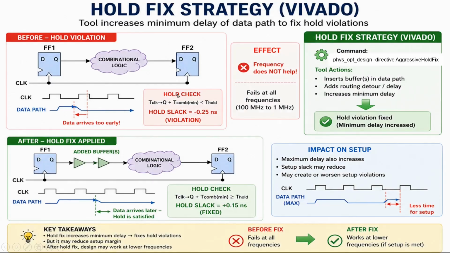Friends, let us say this is my design having a hold slack of minus 0.25 nanosecond and its effect is that it fails at all the frequencies starting from 100 MHz to 1 MHz. And as I told you, the condition is I cannot change the design, I cannot change the constraints. But the PNR tool provides strategies. Strategies are defined by the user, which helps the PNR tool in how to do placement and routing. Though we have already given constraints, apart from the constraints there is another term, and that is why I prepared this video. That is called strategy.